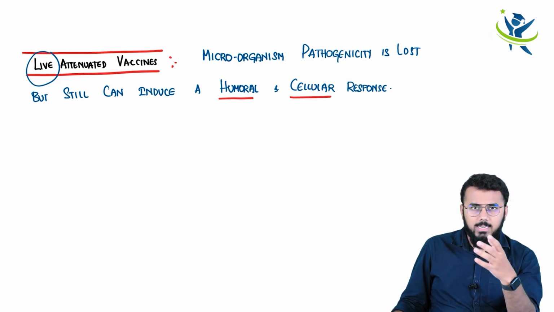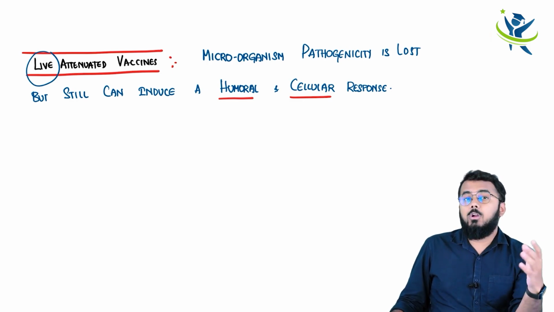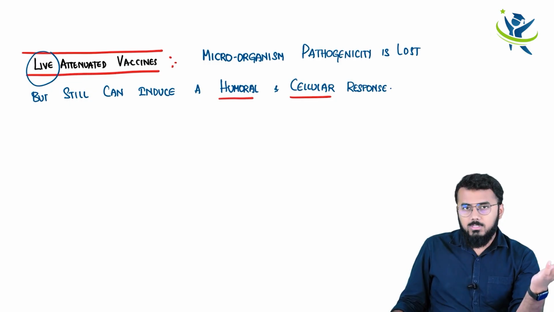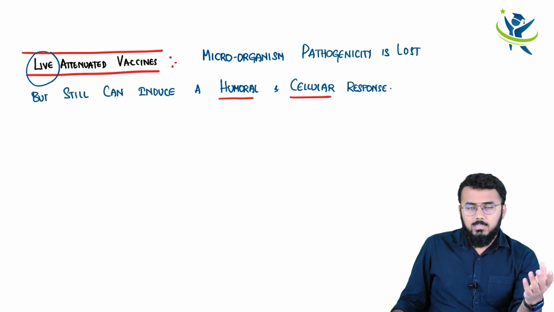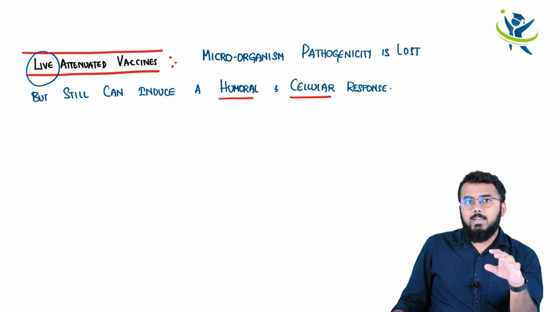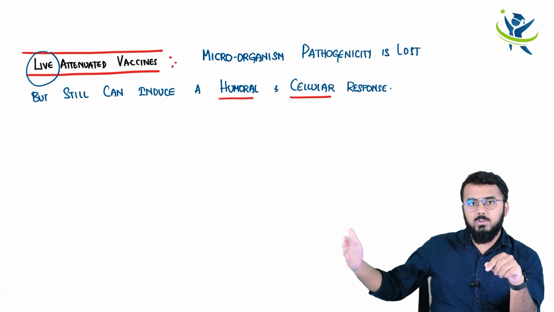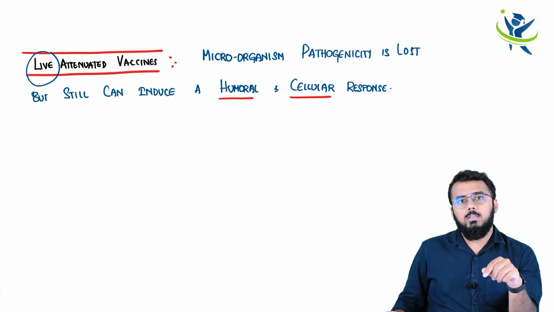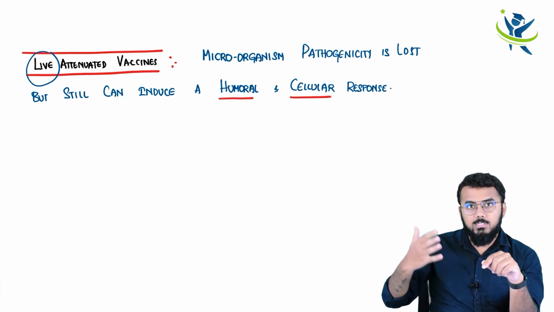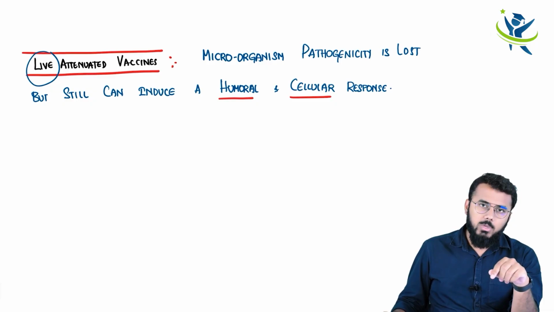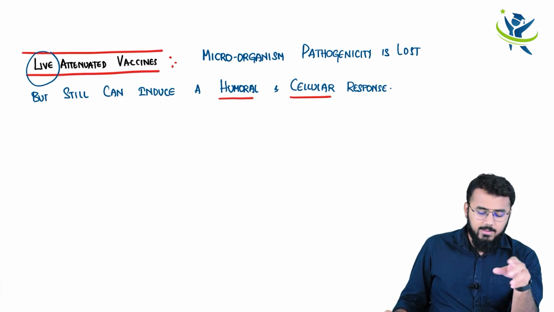When such a pathogen enters your body, it cannot cause a disease because you have removed the pathogenicity. But still, thinking that this is a foreign organism, your body's humoral immunity as well as cellular immunity will start. Your body's T cells and antibodies will start attacking. So that is the concept of live attenuated vaccines.